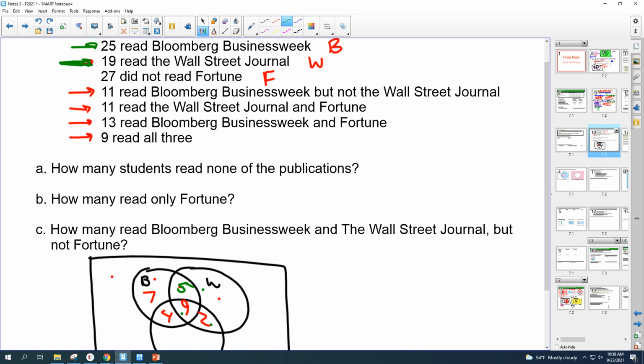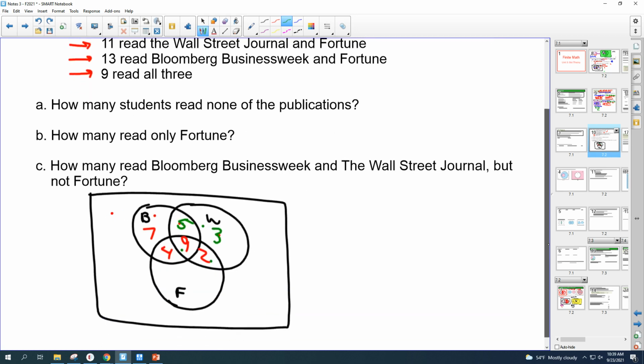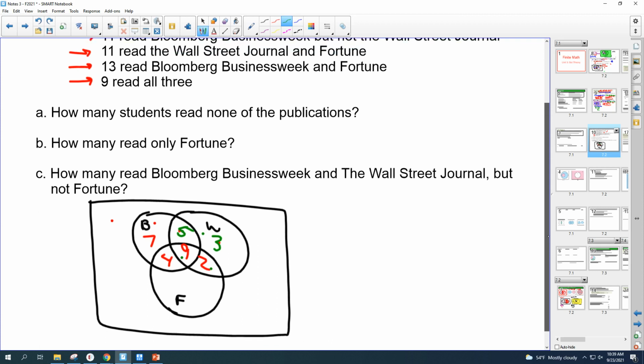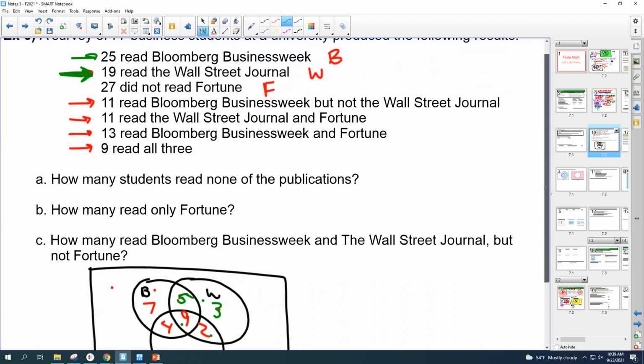And I should be able to go back to this number again and hit that number. 19 read Wall Street Journal. Well, Wall Street Journal is this circle. That circle is supposed to add up to 19. I've got 16 on the board. That means my missing spot must be 3, right? 5 plus 3 is 8, plus 9 is 17, plus 2, there's 19. Okay, so what do I have?